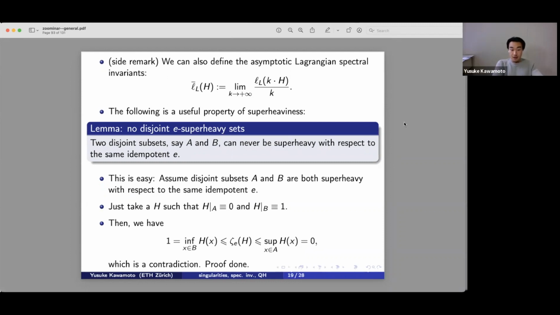And then you can bound it from below by 1 because H is constantly 1 on your set B. And also you can bound it from above by 0 because H is constantly 0 on A. So now you got a contradiction. Therefore, we prove the lemma. There are no disjoint superheavy subsets, okay? All right, so this is a very easy but useful property of superheaviness.